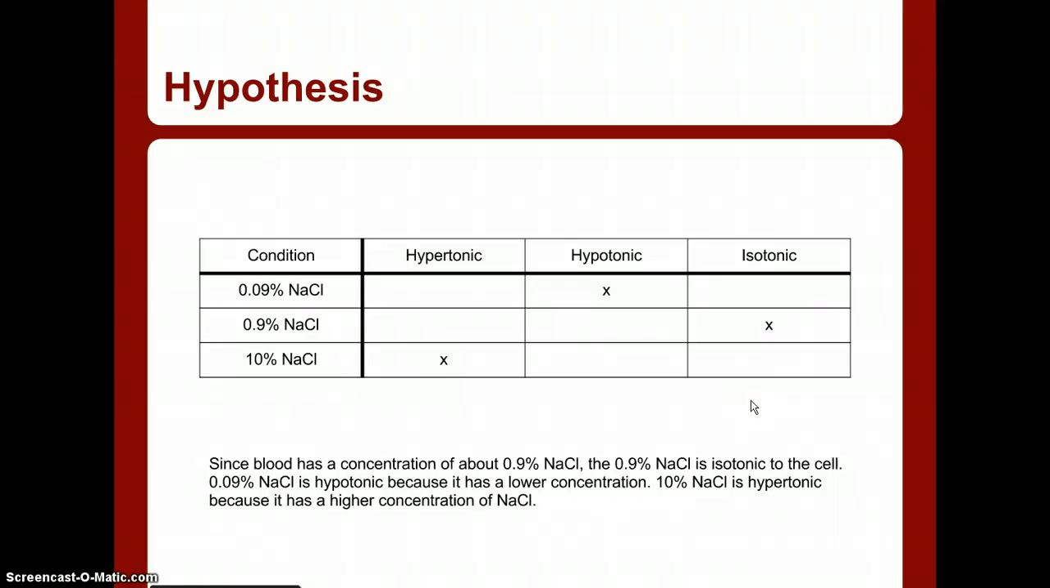So our hypothesis for this lab, this is the table we used to state what the solution was. And 0.09 would be hypotonic, 0.9 would be isotonic, and 10% would be hypertonic. Because the salt concentration of a red blood cell, in this case, is 0.9. And our hypothesis was that the hypotonic red blood cells would burst, the isotonic ones would look normal, or stay the same, and hypertonic would crenate.